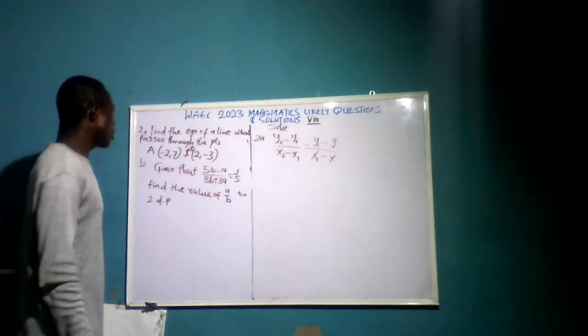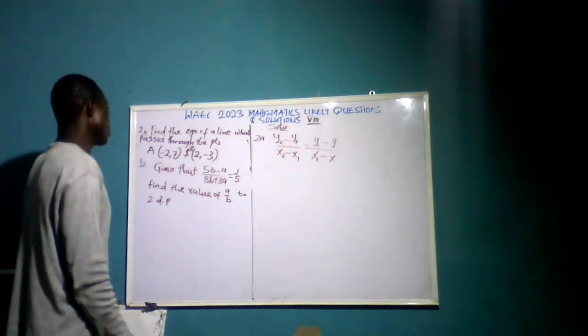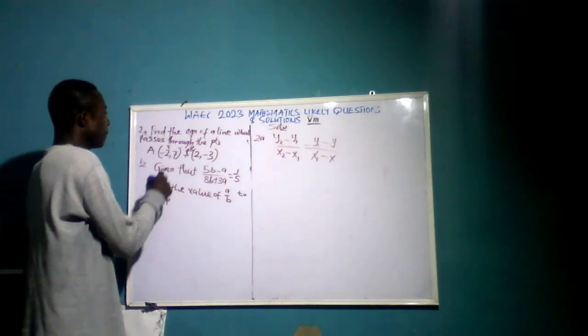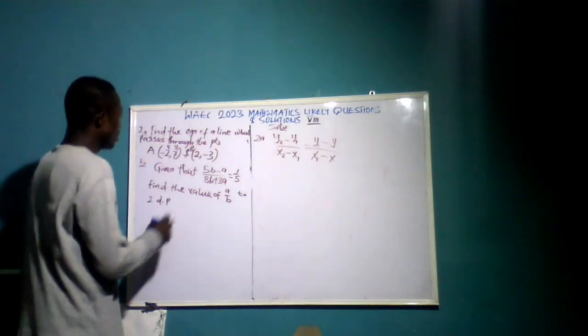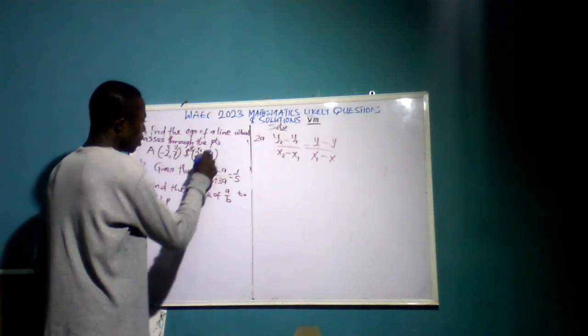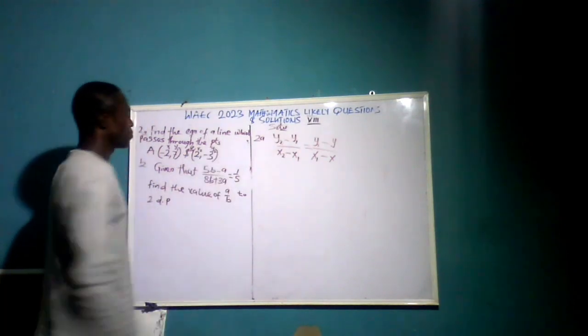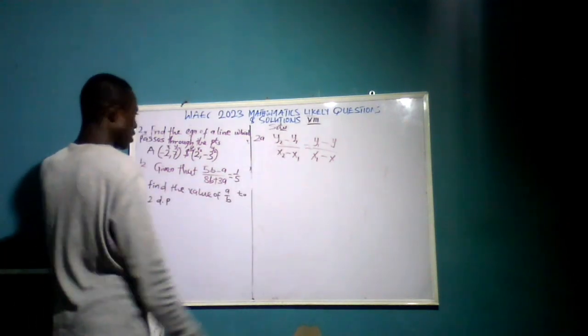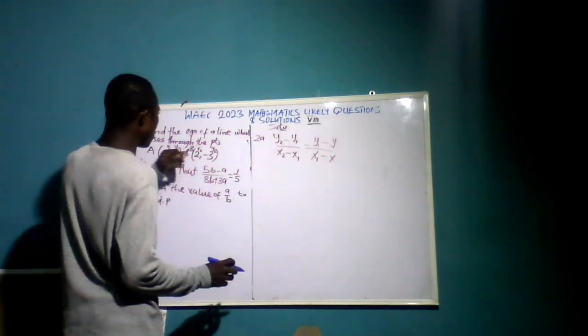And from the question as it is given, this is the first point. So you take your x1, y1, then your x2 and your y2 is this. So that you insert this value into this formula. And that will give you y2 is minus 3.